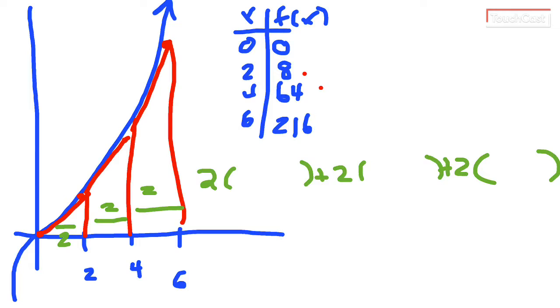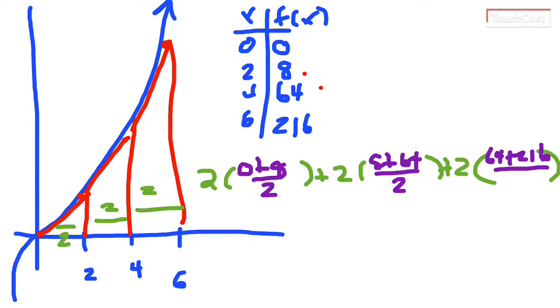So I kind of set myself up so I have 3 trapezoids here. I fill in the width for all 3, which happen to be a width of 2, and I'm going to fill in the heights. So this is going to be the average of 0 and 8. This is going to be the average of 8 and 64. This last trapezoid, I'm going to average my 2 heights. My 2 heights are 64 and 216. 64 plus 216.